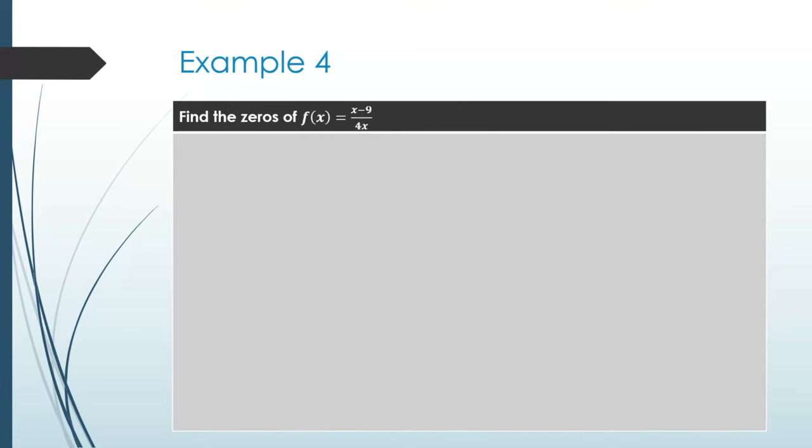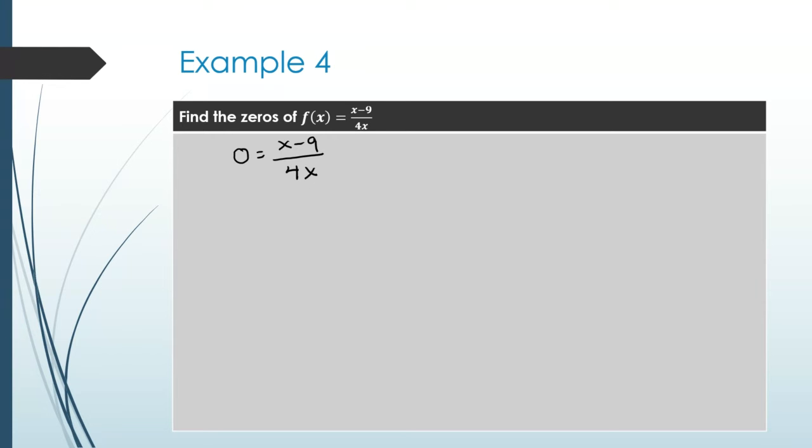Okay. I have another example of finding the zeros, and this one's a rational equation or function because we have a fraction with a variable in the denominator on the right. So we want to find the zeros. It's the same rule: your f of x is equal to 0. So I have 0 equals x minus 9 over 4x. And now I need to solve for x.